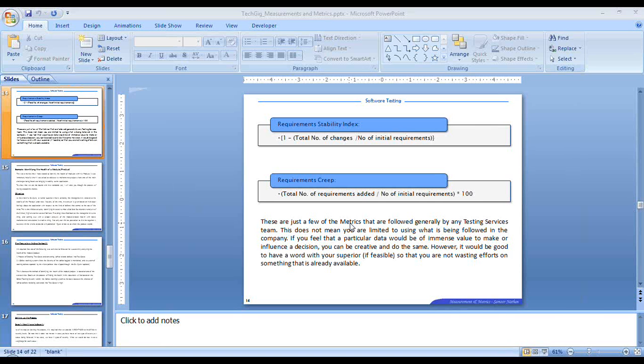Okay, do we have some standard matrix in software testing? Yes, we have a lot of standards. Look anywhere in the net, you will find a series of standards. It depends upon what you want.